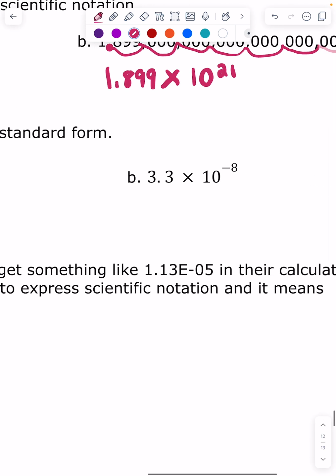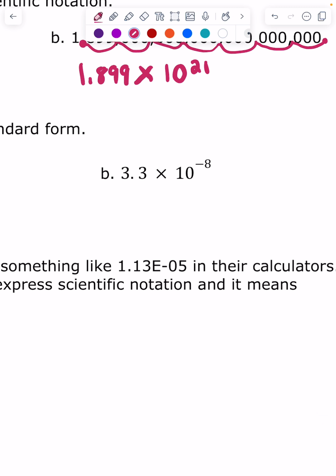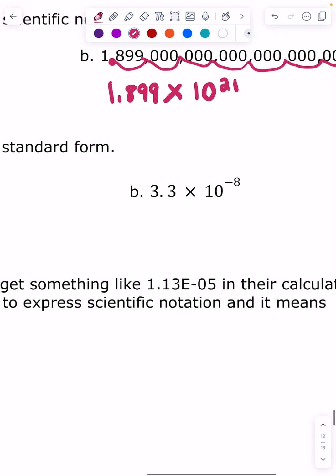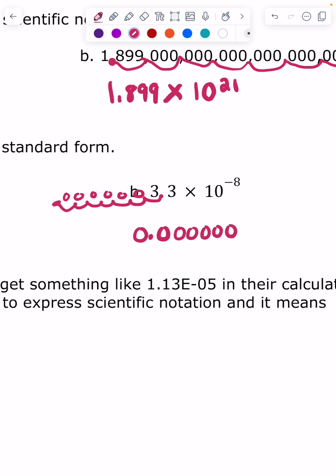Example B is 3.3 times 10 to the negative 8. So negative means I'm going to move my decimal to the left. So I'm going to start here where my decimal is, between the 3 and the 3, and go 1, 2, 3, 4, 5, 6, 7. So it's going to be 0.0. I got 1, 2, 3, 4, 5, 6 zeros, and then 3, 3.